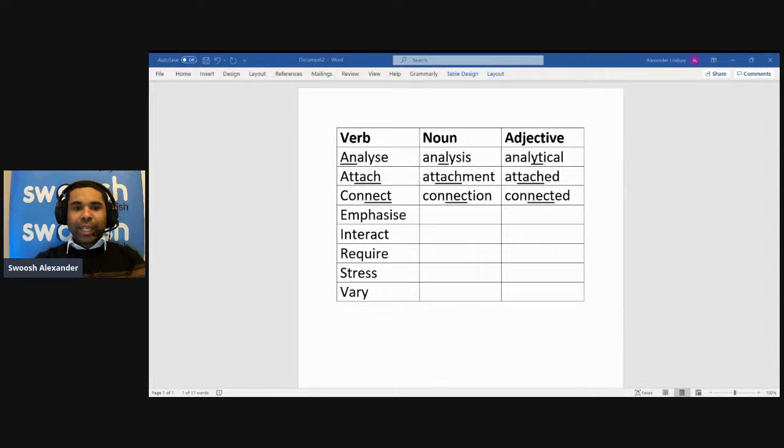Next one we have is emphasize. So from emphasize, we get the noun emphasis. So the stress stays in the same position, first syllable, and the adjective would be, we've got emphatic. So here, the stress actually changes to the second syllable.